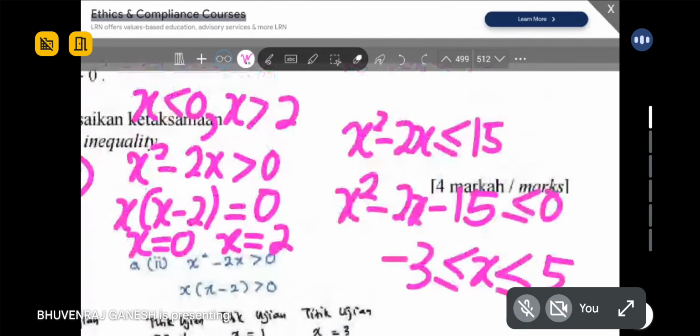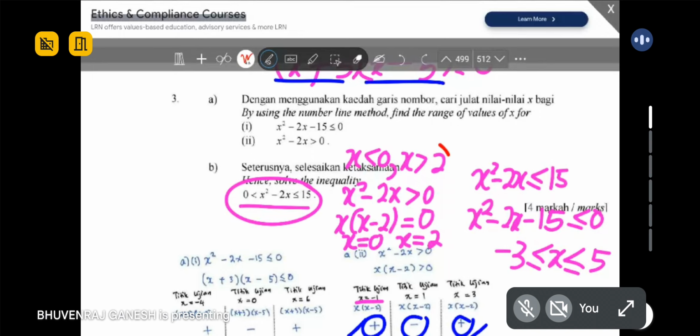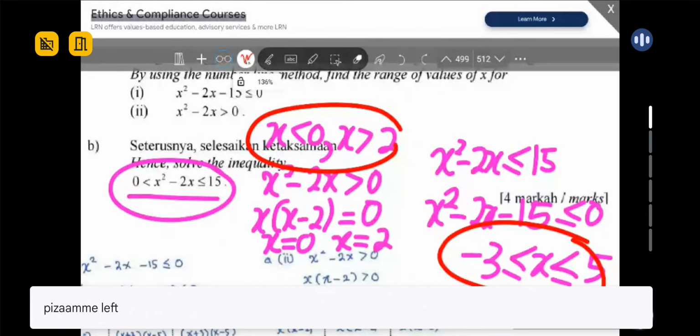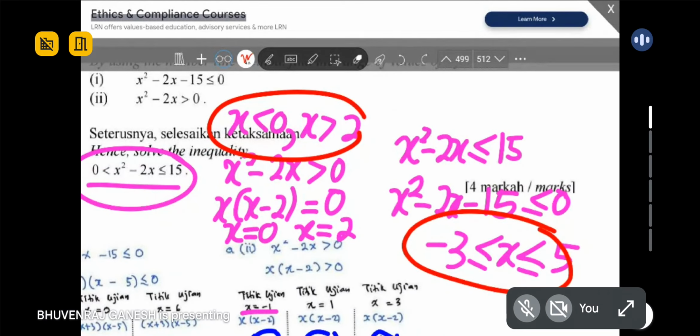So guys, you see your 2 answers. Now you must think how to write the final answer. So you got all this over here. So what is the final answer for this question? Anyone know? Think and see. What should be the final answer?